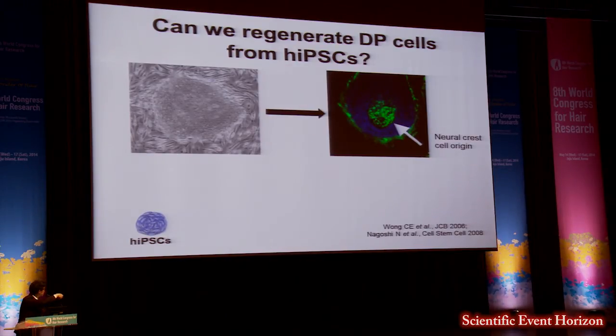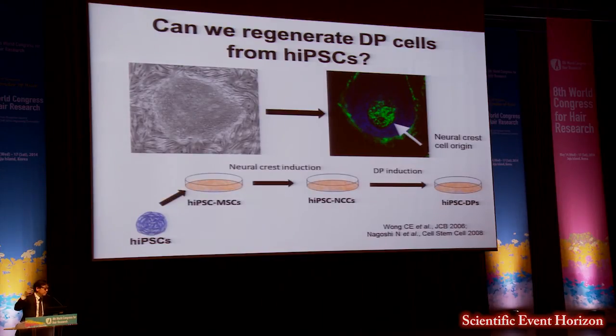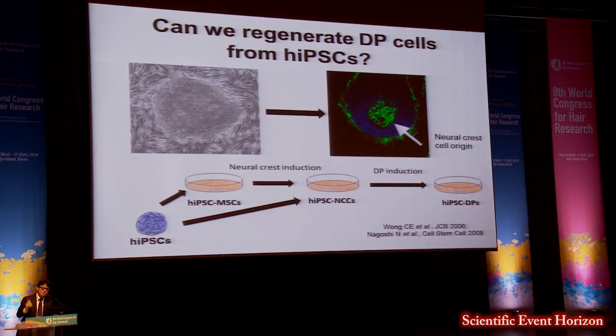So from human iPSCs, there are two approaches conceivable. One is via mesenchymal stem cells, using retinoic acid to generate the human neural crest cells and then generate the DPs. Or you can directly convert the iPS cells to the neural crest cells and then to the DPs. But until very recently, there was no established protocol to stably generate the human neural crest cells. So we first started to generate the human mesenchymal stem cells from the human iPSCs.